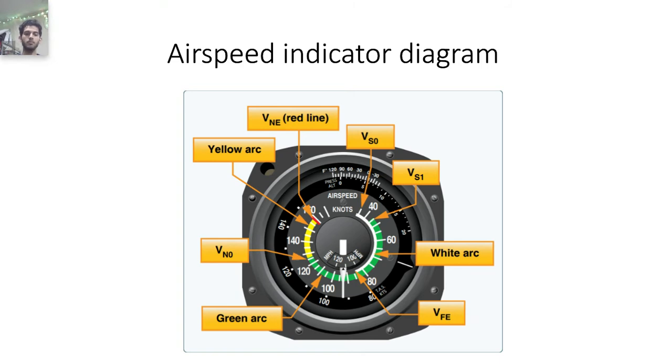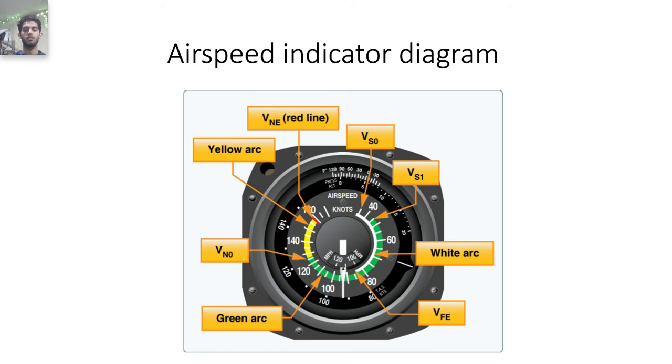Each line has a starting and end point, and each starting and end point has a particular V speed. Starting from the top right, we have VSO. VSO is the beginning of the white arc, which is the stall speed in landing configuration. At the end of the white arc is VFE, which is the maximum flaps extended speed. That's when you can operate the flaps. You can't operate them past that white arc.